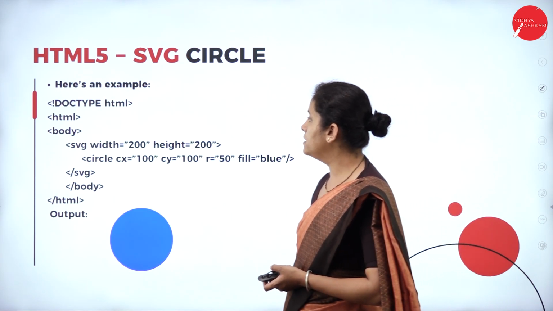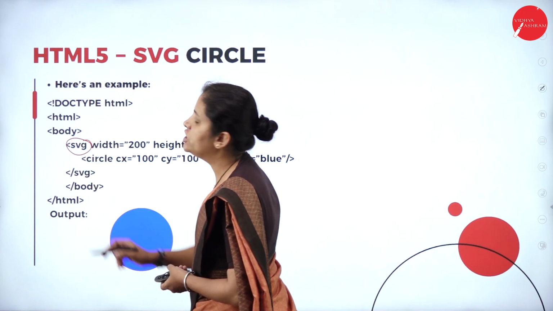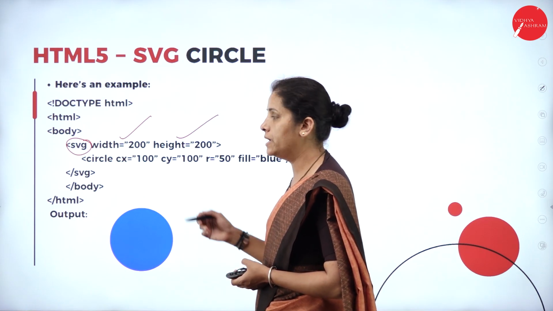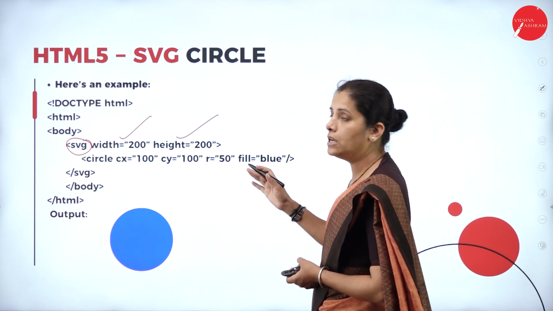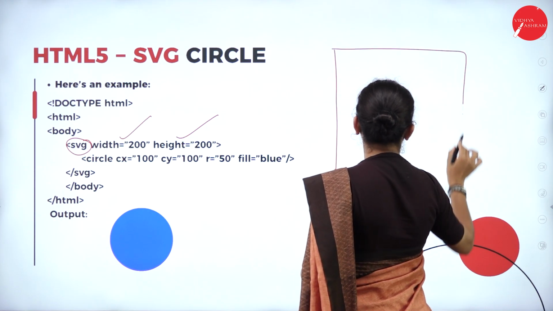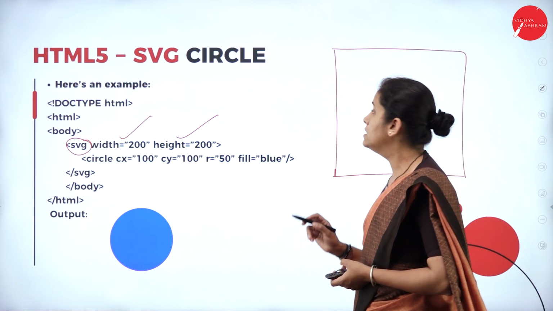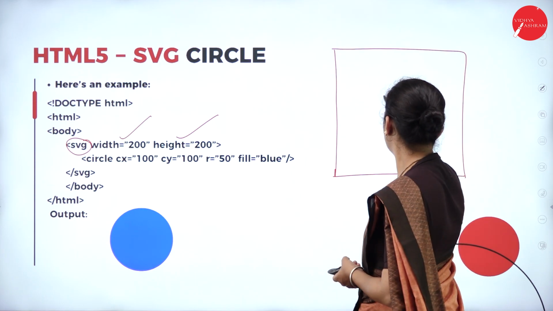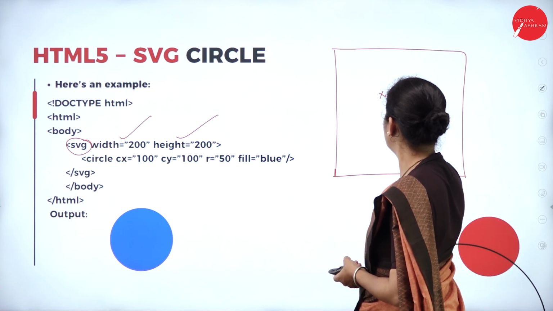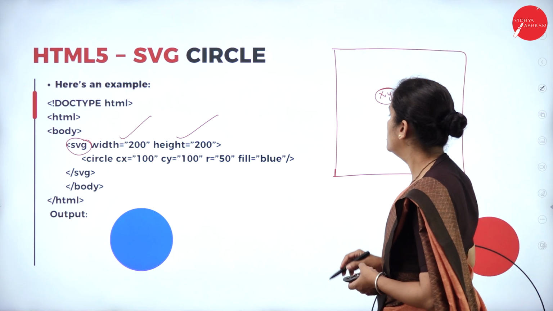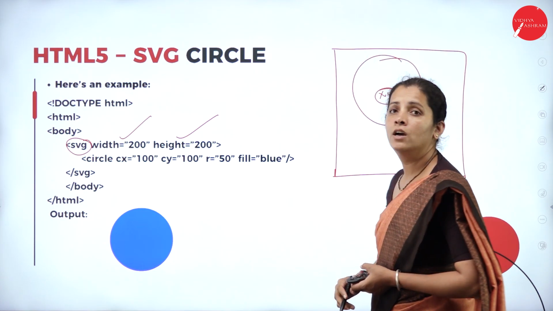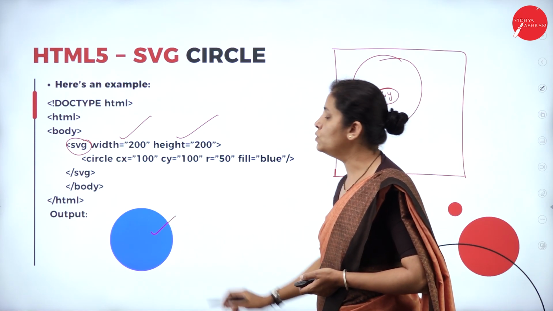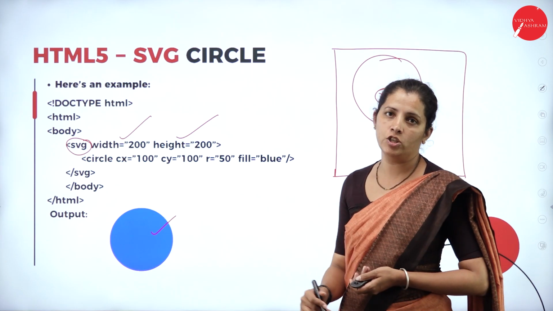If I consider the example, I have the SVG tag. I'm going to specify the width of the image and height of the image. If I want to draw the circle, see here, this is the monitor, and for example, your x and y center is this one, 100, 100. What about the radius? It is 50, and the color is blue. So r is nothing but the radius.